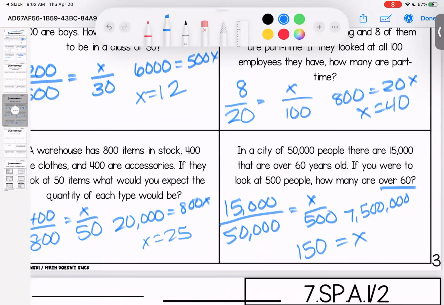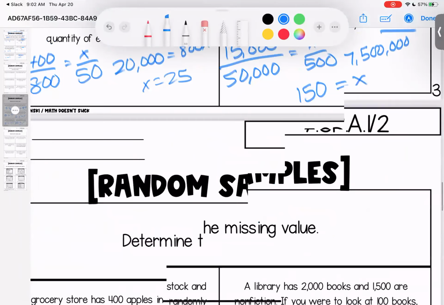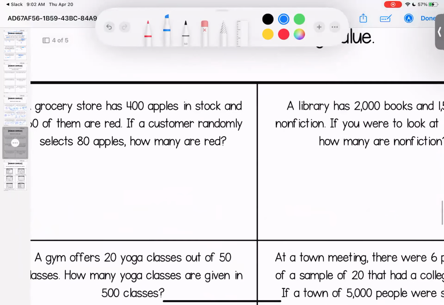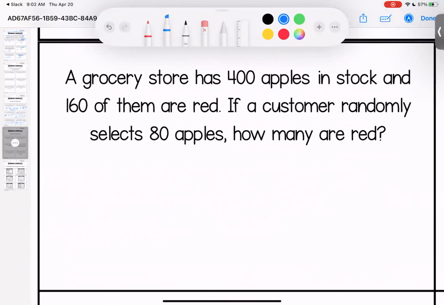Questions on this page, please bring them with you to class. All right, continuing to find our missing value using our cross multiplication.